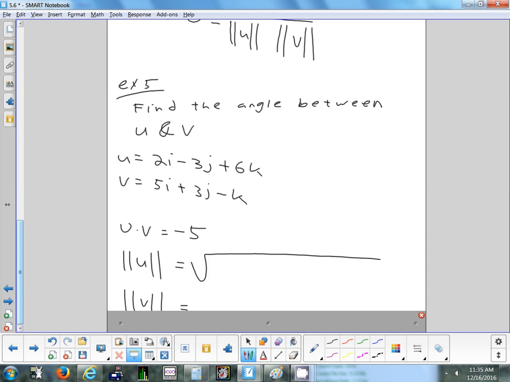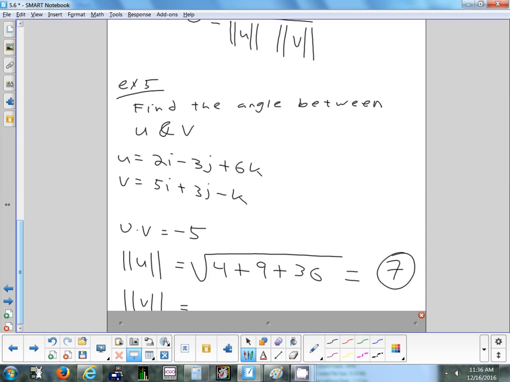2 squared plus -3 squared, which is 9, plus 6 squared, which is 36. Okay, and if we add up everything under the square root, what's 4 plus 9 plus 36? 49. And that's going to come out nice. What's the square root of 49? 7. Okay, so there's the length of u.